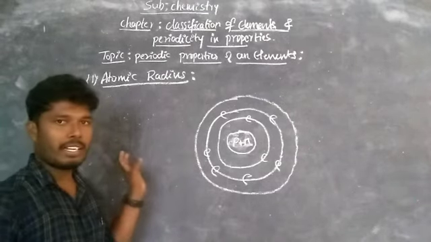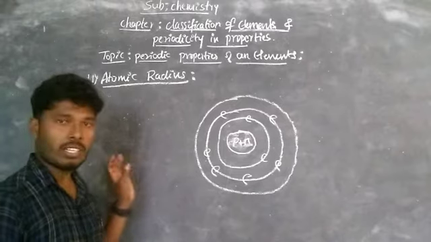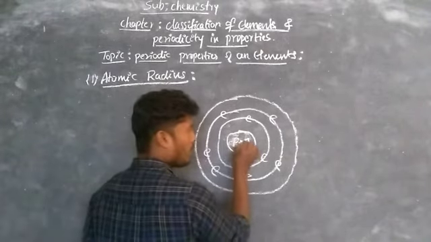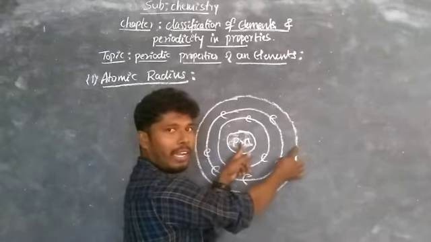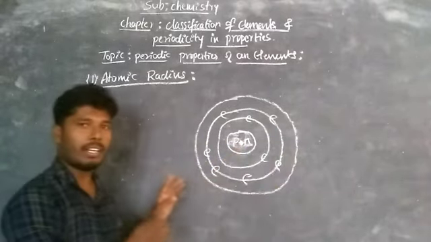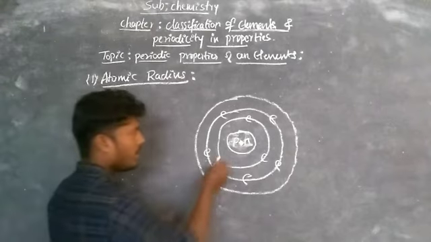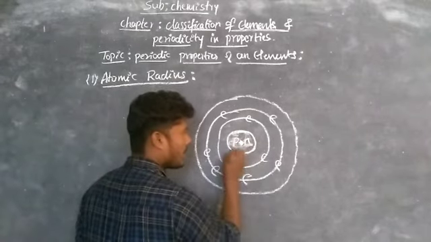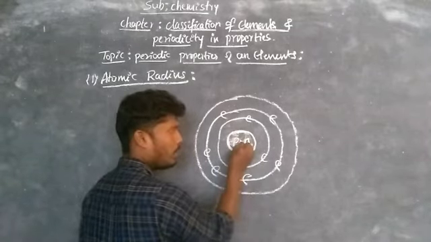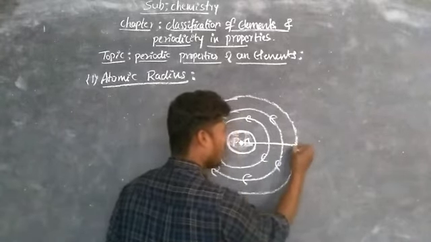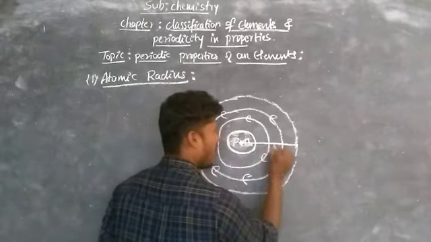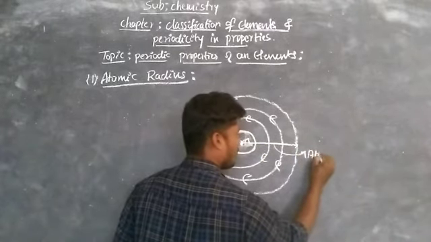Here, the atomic radius is defined as the radius from the nucleus of an atom, that is the center of the nucleus, to the outermost shell of electrons. This is called atomic radius.